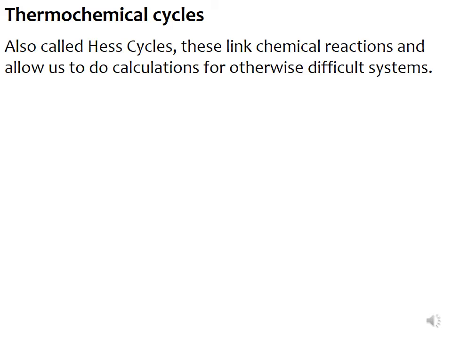So on to looking at thermochemical cycles. Thermochemistry is the study of, as it sounds, the interaction between heat and chemicals in chemical reactions, so the interchange between heat energy and chemical energy and that kind of thing. So energetics is thermochemistry. Now thermochemical cycles are also called Hess cycles because they follow Hess's law. And these cycles link chemical reactions together and allow us to do calculations for systems or chemical reactions that might otherwise be difficult to measure.